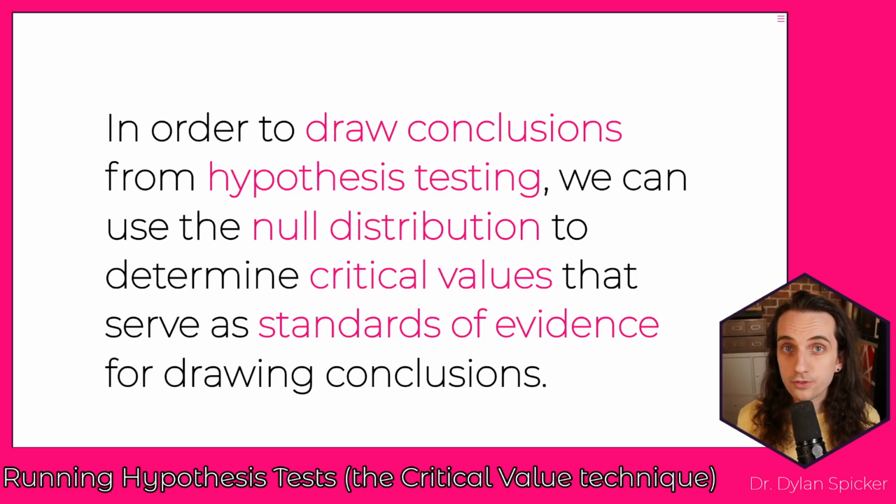Okay. So in order for us to draw conclusions from hypothesis tests, one of the ways that we can do that is to use the null distribution to determine our critical values, and those are going to serve as the standards of evidence. We're going to take those and say, is what we observed larger than those critical values? And if it is, then we can reject the null hypothesis. If it's not larger than those critical values, then we're going to fail to reject the null hypothesis, right? And so these critical values that arise out of the null distribution are going to serve as those standards of evidence, and using those, we can then compare what we actually observed in order to draw conclusions about the hypotheses that we actually care about.